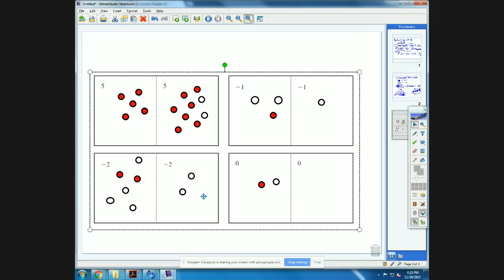How many things do you need to make that happen? I need no things. I need 1 thing. I need 5 things, or I need 2 things. I don't worry about whether they're positive or negative, red or white, red or yellow. It's just how many things were there. And that's the idea of absolute value. And that's what the next page is getting to on this activity.